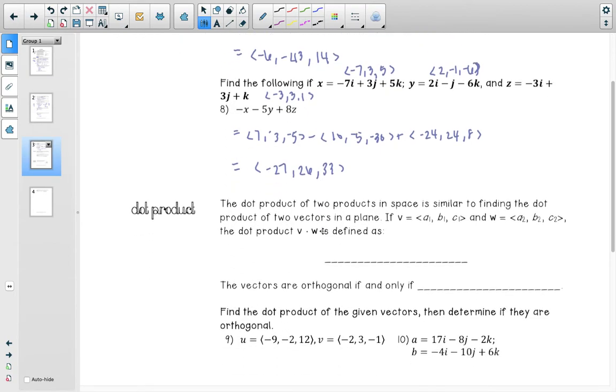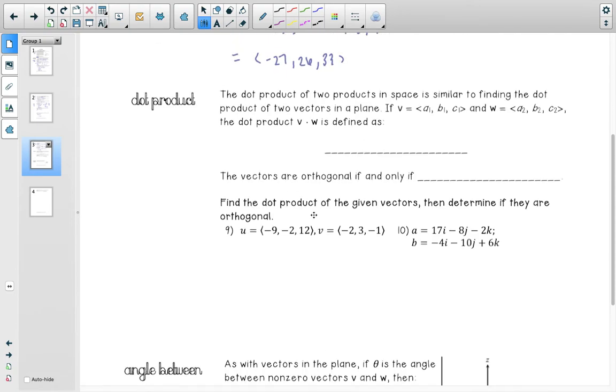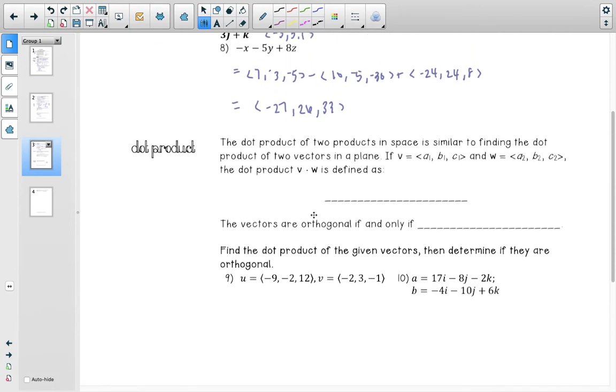All right, so I'm going to do the dot product too, and then I'll do this on the next video, so there'll be 4 videos, okay? So the dot product of 2 vectors in space is similar to finding the dot product of 2 vectors in a plane. Space is 3D, think of it that way, and plane is 2D, okay?